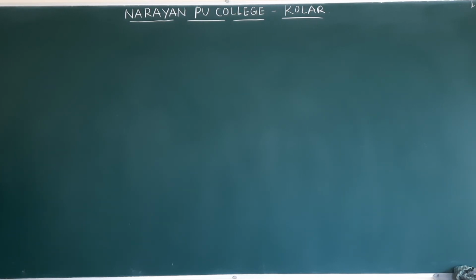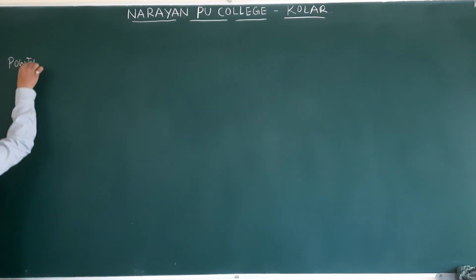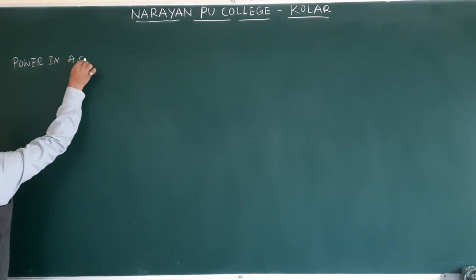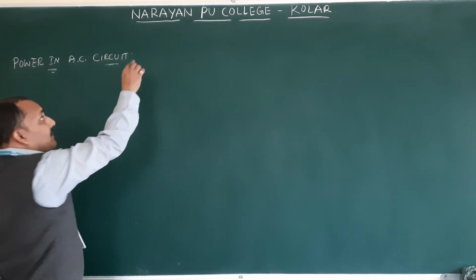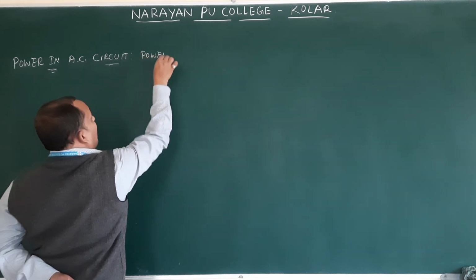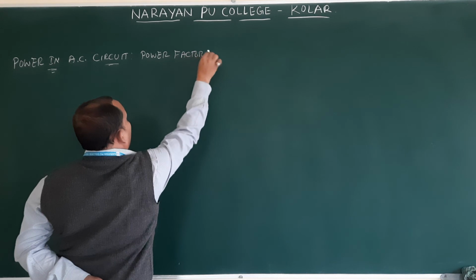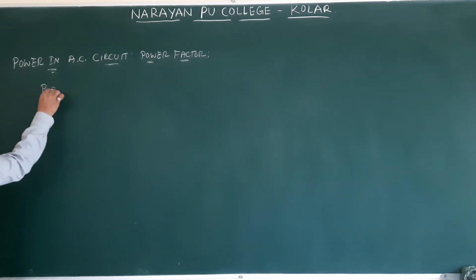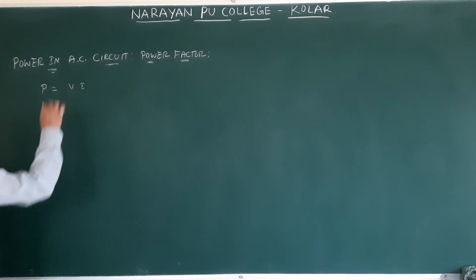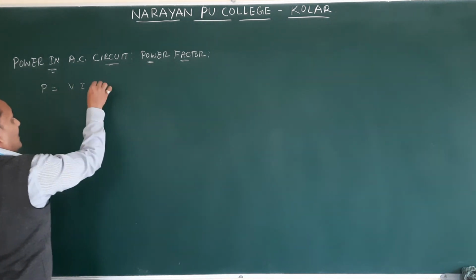See the next topic after quality factor: power in AC circuit. In power in AC circuit, you should remember power factor. Power factor is different, quality factor is different. Power factor will come in power. Generally for DC, direct current, what is the power formula? Voltage into current, VI. Here also it is VI only, but in addition to that you will get power factor.